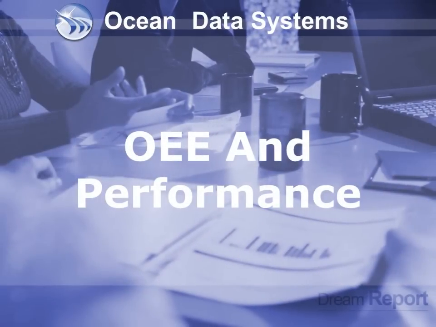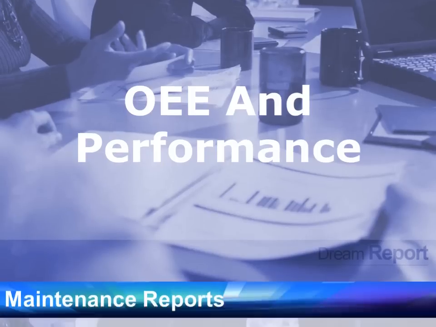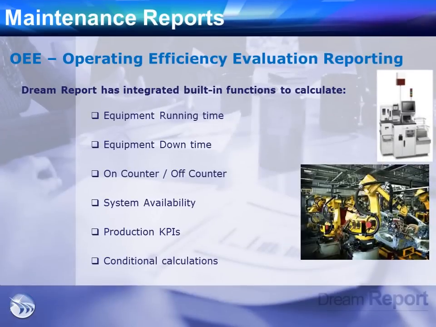One of the areas where analysis and reporting are required is OEE, or equipment efficiency evaluation. Dream Report has integrated statistical functions which can directly calculate basic OEE parameters such as running time, downtime, on-off counters, system availability, and others. Conditional calculations enable users to filter and calculate additional OEE KPIs such as planned downtime, downtime for quality, etc.